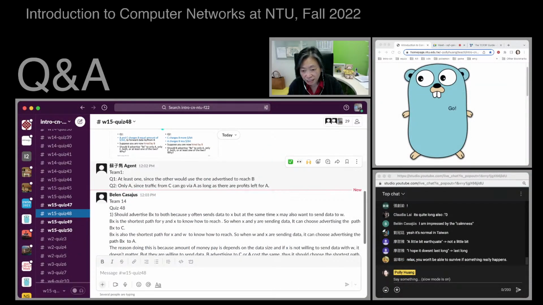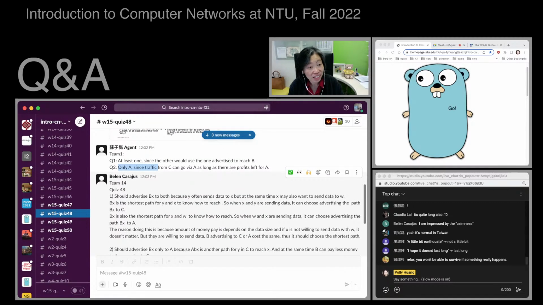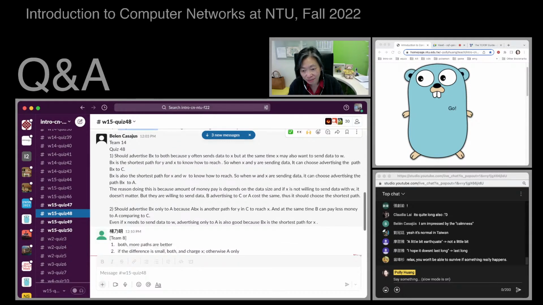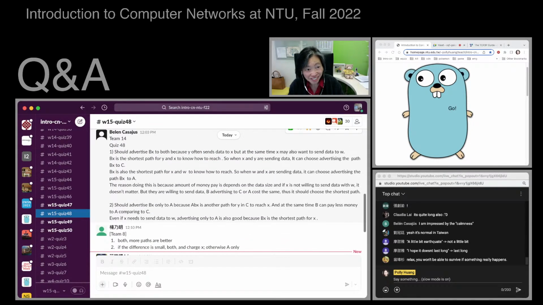Yeah, so I can see that, for example, one team is saying in Q1, at least one of them. So at least there exists a path. So B announces the reachability of his customer at least to one of these guys. Okay. For Q2, they will then choose to send to A only because I guess you're paying A less, right? So the cost is lower. Very natural, and very wise, business-wise.